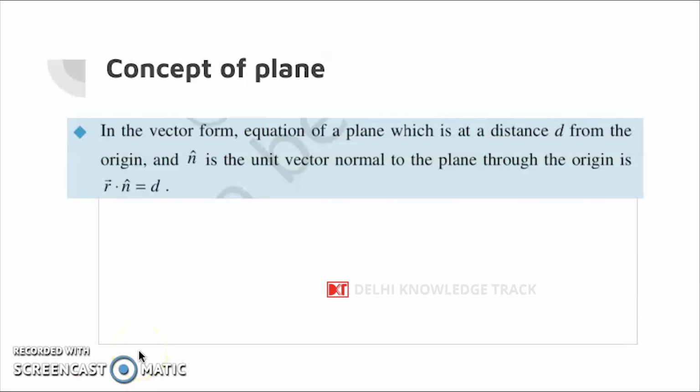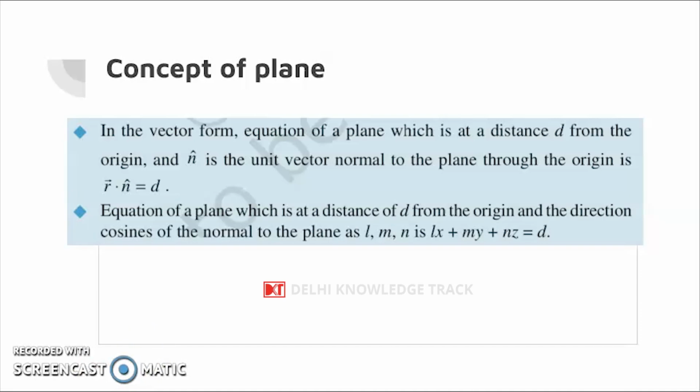The second concept of a plane is the equation of a plane which is a distance d from the origin, where the direction cosines of the normal to the plane are l, m and n. The equation of the plane will be given by lx plus my plus nz is equal to d, where l, m and n are direction cosines of the normal to the plane.